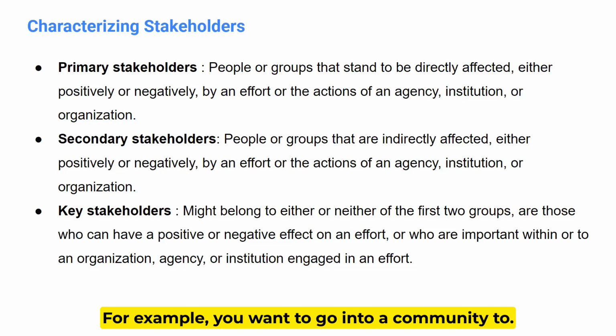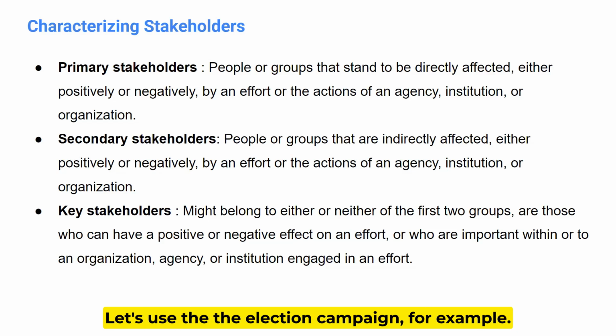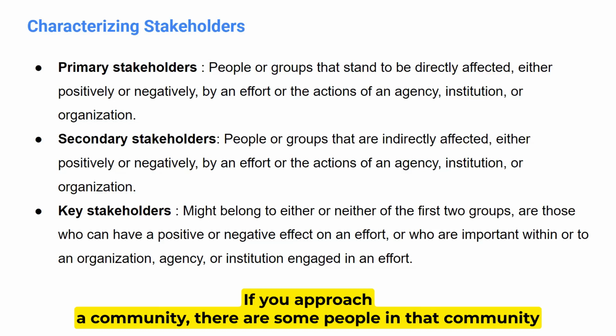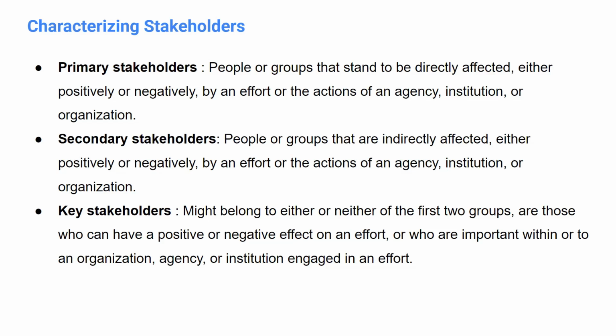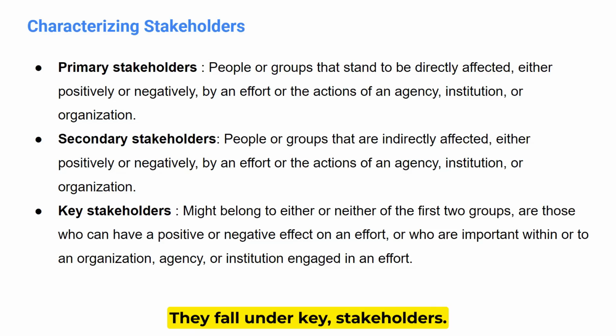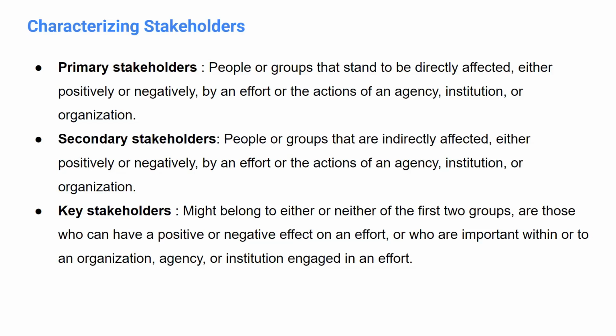For example, you want to go into a community to carry out a certain initiative. Let's use the election campaign, for example. If you approach a community, there are some people in that community that you need to get their buy-ins before you are able to carry out the community engagement initiative. So these people are key stakeholders. They could be head of the community. They could be government agencies within that community.